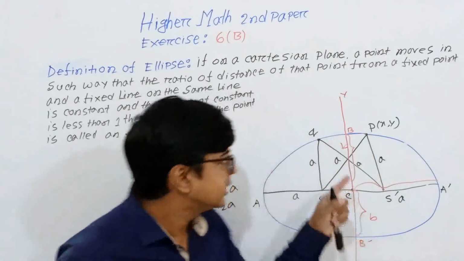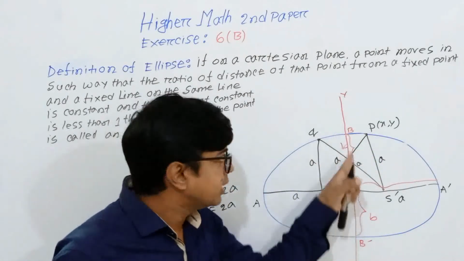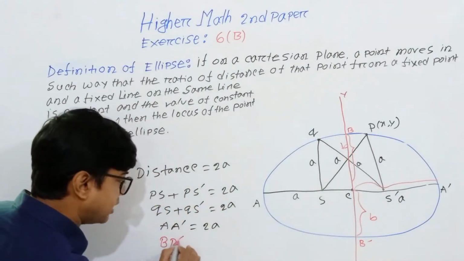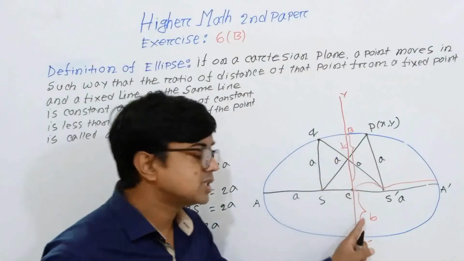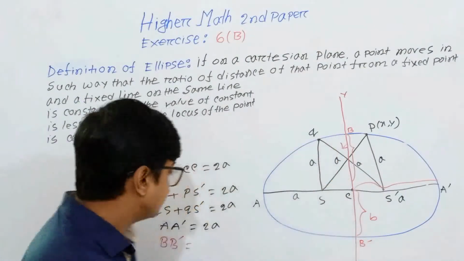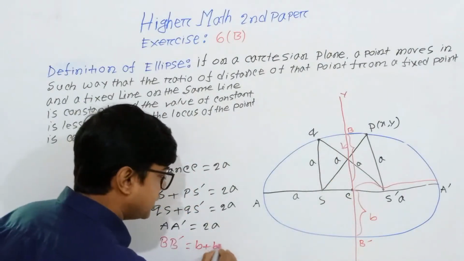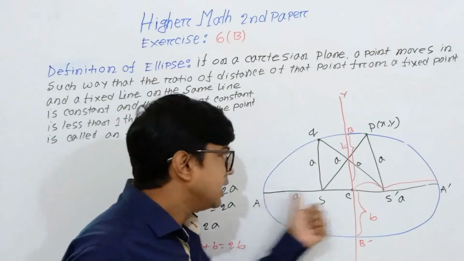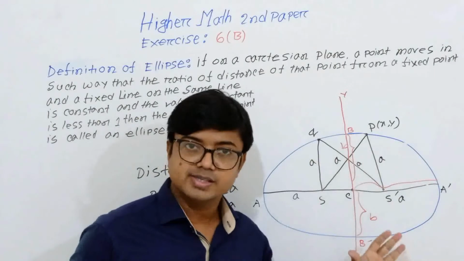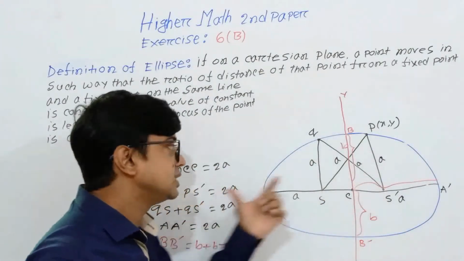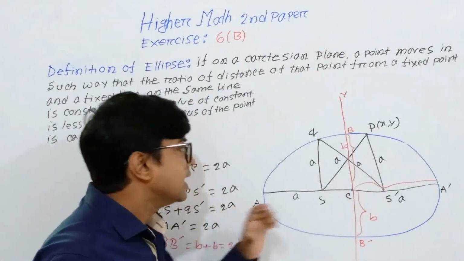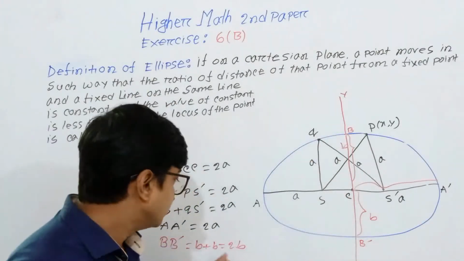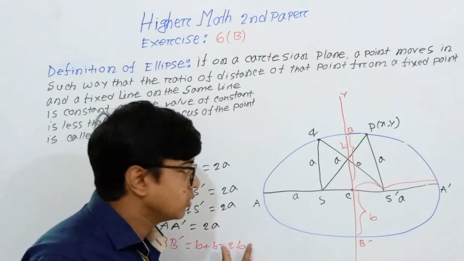So we can write here the minor axis BB prime equals b plus b, that's why b plus b equals twice b. So we can write here AA prime is the major axis, which has the value of twice a, and BB prime is the minor axis, which is twice b.